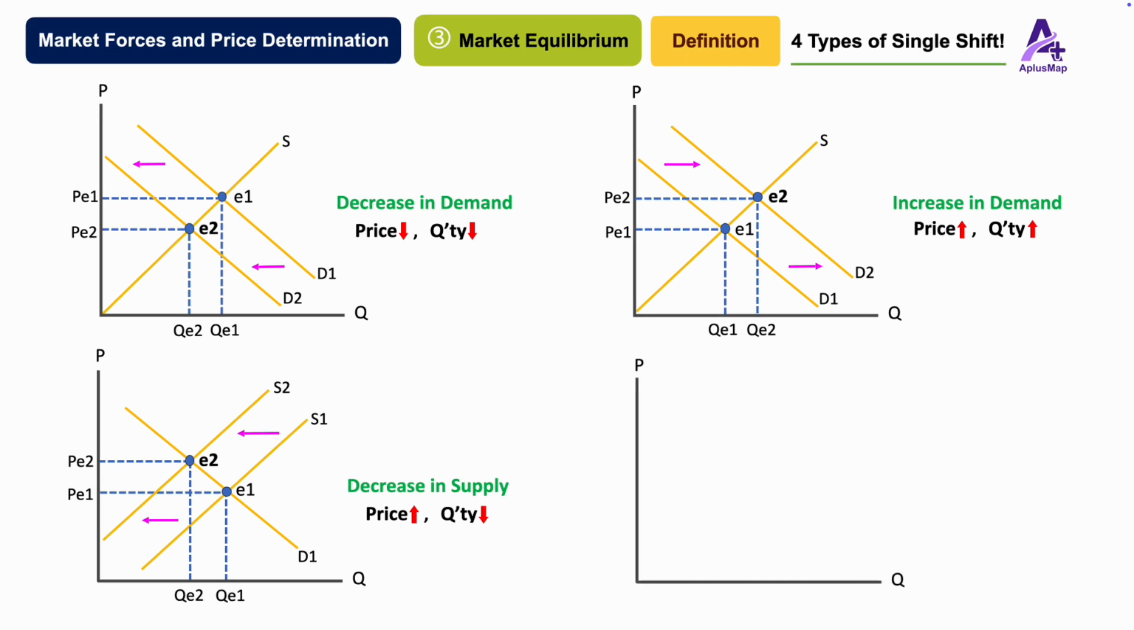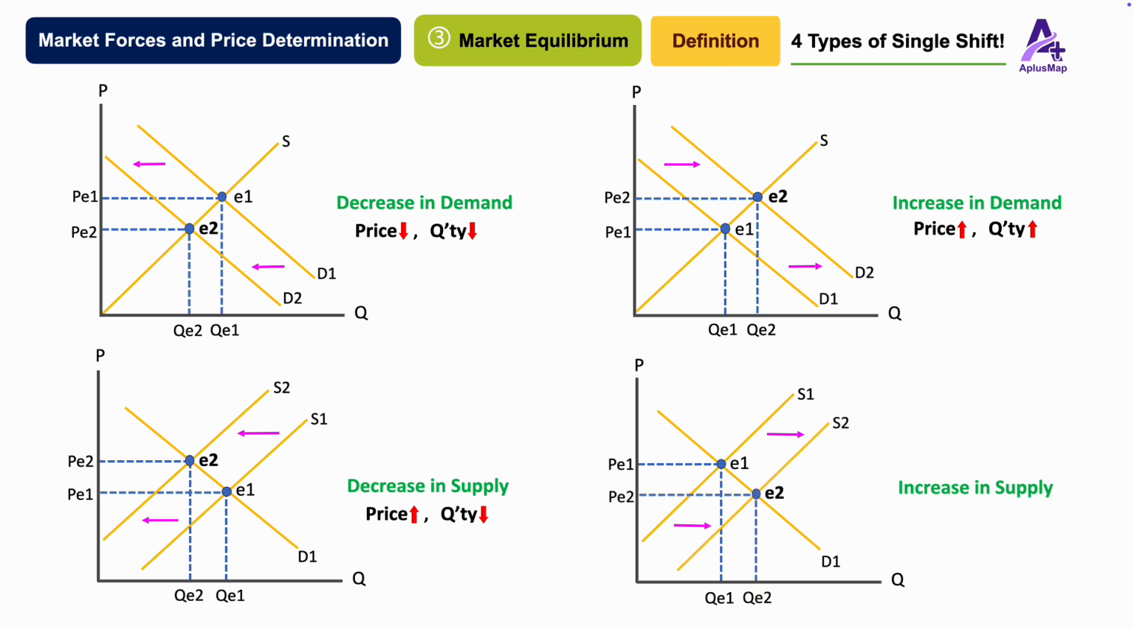Last one, increase in supply. S curve shifts right. Supply shifts right. New intersection is lower and further right along the demand curve, so pay falls and Q rises. More supply leads to lower prices and more stuff being exchanged.